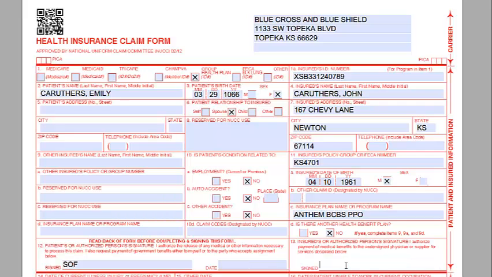Item number 13 is the assignment of benefits. What this does is allow the insurance company to pay the physician's office directly instead of paying the patient for any payments that are made for the services that are rendered. This will be the same as box 12. There will be a signature on file that the patient has given authorization, or given the insurance company permission, to go ahead and pay the physician's office directly. So we simply need to put SOF in this box as well.